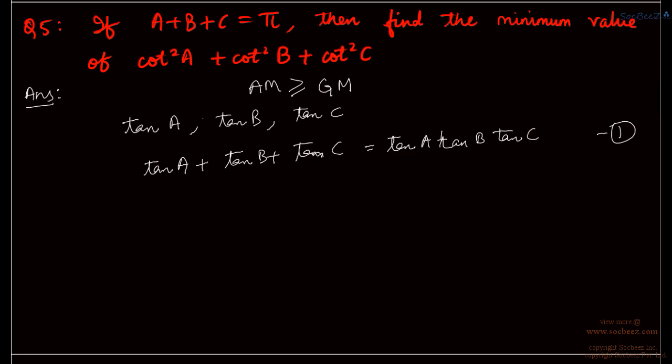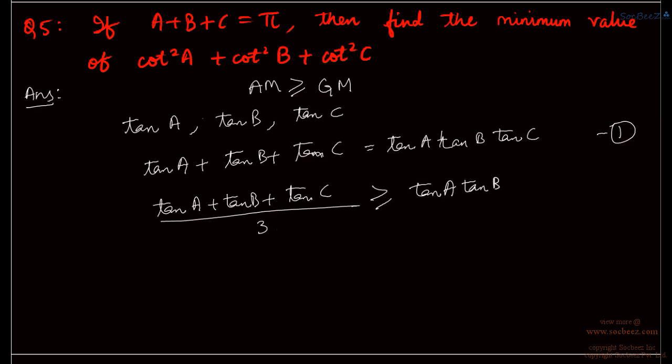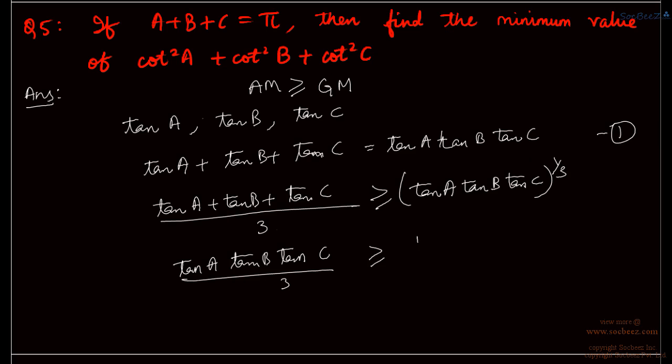But using the inequality AM greater than GM, we get tan A plus tan B plus tan C by 3 is greater than or equal to, this is arithmetic mean, the geometric mean, which is the multiplication tan A, tan B, tan C power 1 by 3. This is the geometric mean. Now from the previous identity, tan A plus tan B plus tan C is nothing but tan A, tan B, tan C. So tan A, tan B, tan C by 3 greater than or equal to tan A, tan B, tan C power 1 by 3.